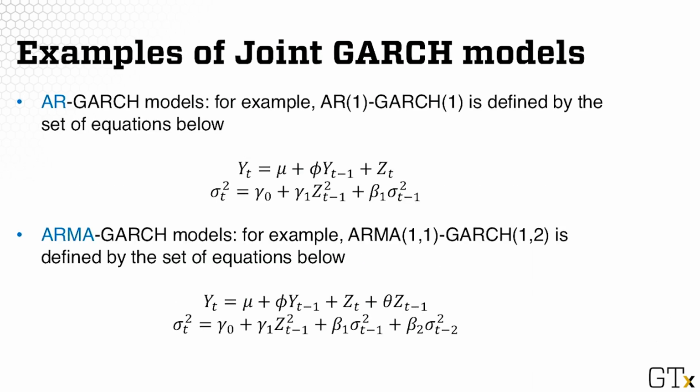We can expand the GARCH model by considering joint models, for example, ARMA-GARCH models. For an AR1-GARCH 1-1 model, the model equations are on the slide. Yt is modeled by an AR1 model with coefficient phi, whereas the noise Zt is modeled by a GARCH 1-1 model, which means that the variance of Zt, sigma t squared, follows the formula of a GARCH 1-1 model. Another example provided on the slide is the ARMA 1-1 with GARCH 1-2 joint model for illustration of such joint models.